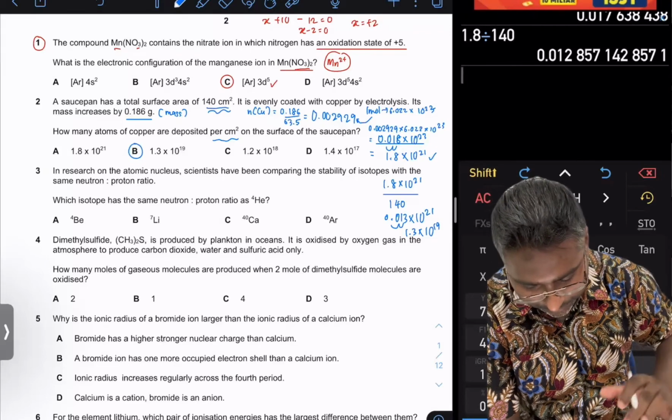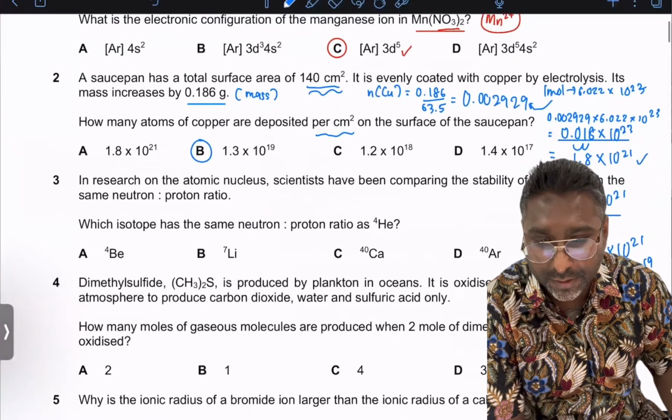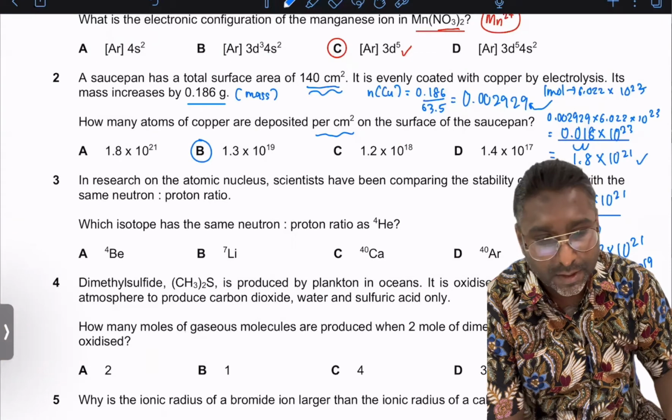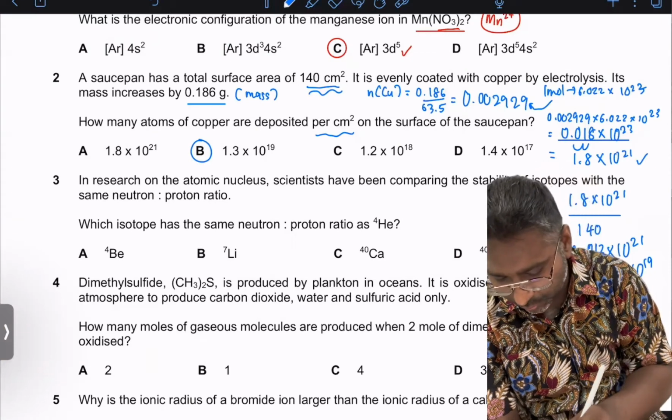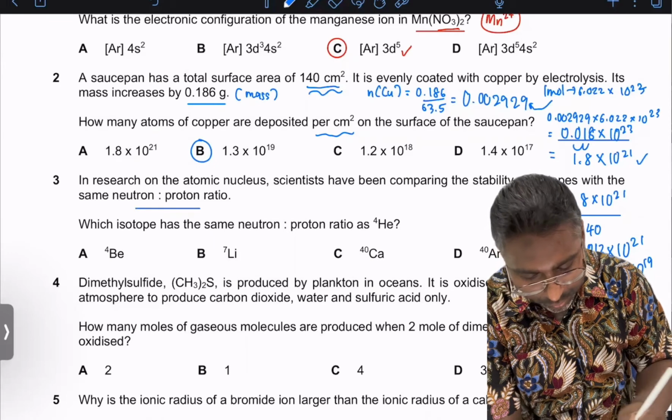Okay, hope you're still with me. Now the next question is on research on the atomic nucleus. Scientists have been comparing the stability, and they say it's the same neutron to proton ratio. So they are asking which one has the same neutron to proton ratio as helium.